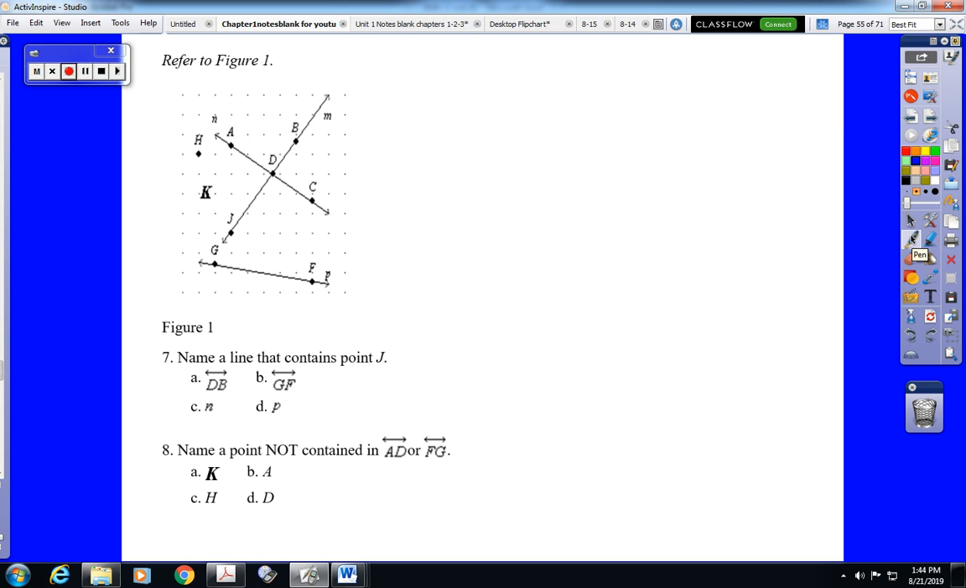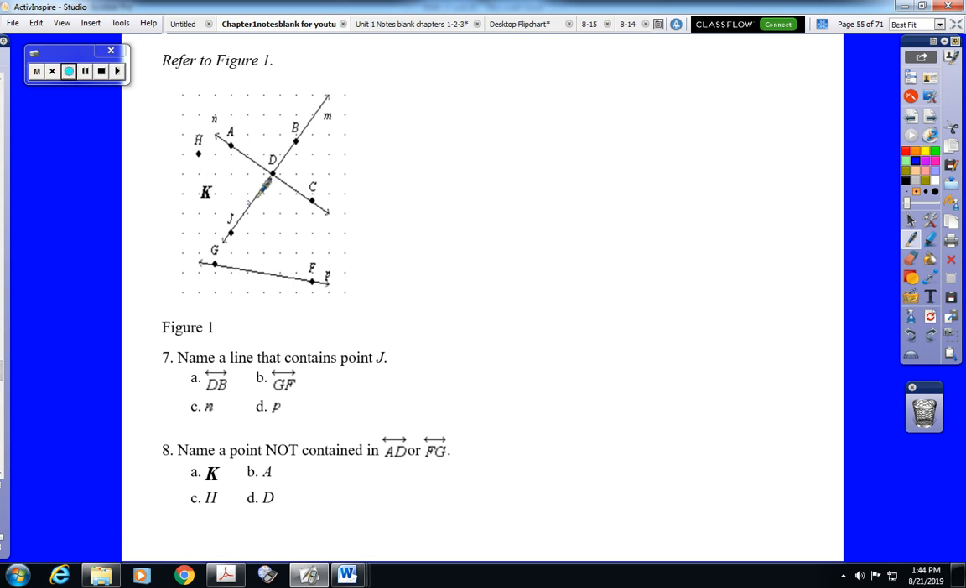We are starting at number 7, which refers to our Figure 1 here. Figure 1 is showing a plane. That plane contains 3 lines, N, M, and P, and a number of points, A, B, C, D, F, G, J, and H. That plane is named K. So you can see this K is the name of the plane. So number 7 says name a line that contains point J.